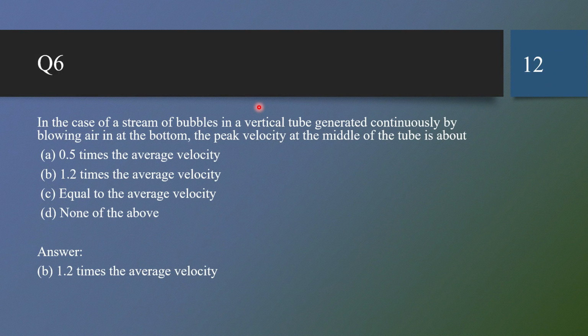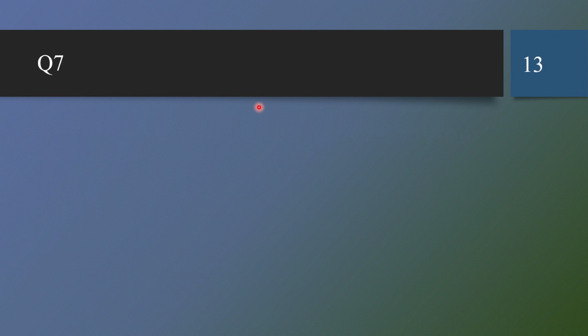The right answer to this particular question is that the peak velocity at the middle of the bed is 1.2 times the average velocity. We'll now go on to question 7.